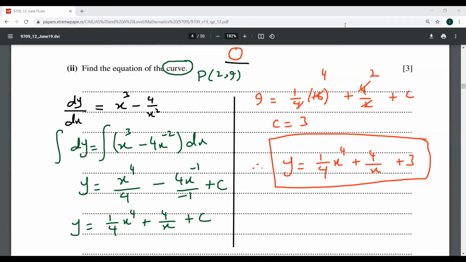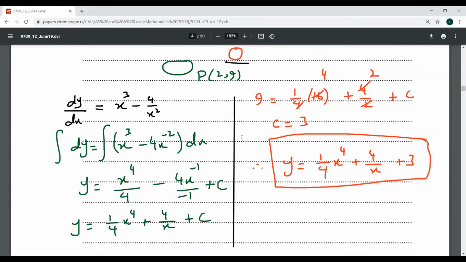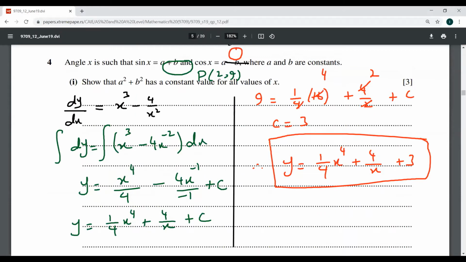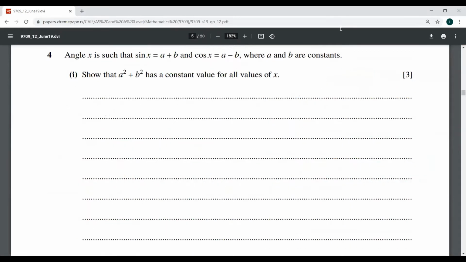Now let me see what's the next part about. Is it related to the same question or is this altogether a new question? So I'll be clearing all of this. In this fourth question, it says angle X is such that sine X is equal to A plus B and cos X is A minus B. Okay, show that A square plus B square has a constant value for all values of X. Okay, so A square plus B square.